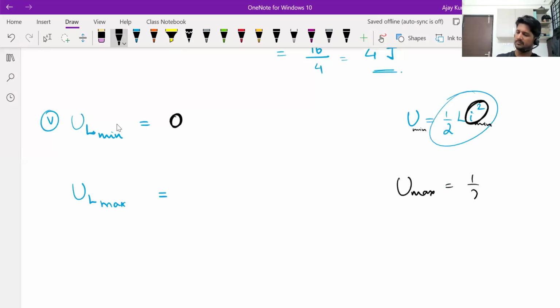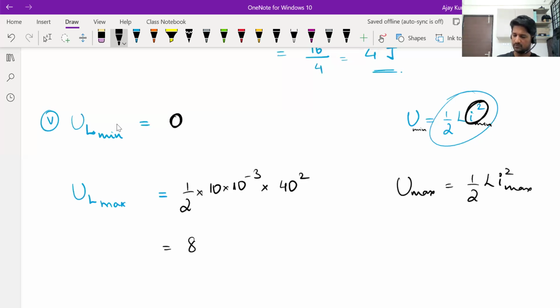Obviously, energy will be maximum when I square is maximum. Yeah, sure. So it will be half L, what will you multiply it with? Sir, 40 square. Yeah. Okay, fine. 1600 into 10, 16,000, and 10 power minus 3 will get cancelled. 16 by 2 is 8 joules. 8 joules is the maximum energy. 4 joules is the average energy. Minimum is 0.